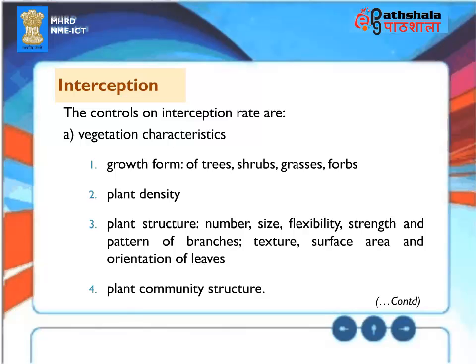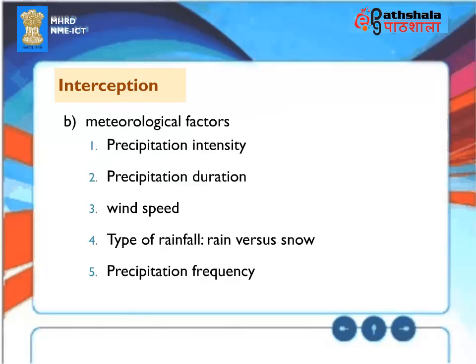The controls on interception rate are vegetation characteristics: growth form (trees, shrubs and grasses), plant density, plant structure, number, size, flexibility, strength and pattern of branches, texture, surface area and orientation of leaves, and plant community structure. Meteorological factors are precipitation intensity, precipitation duration, wind speed, type of rainfall (rain versus snow), and precipitation frequency.